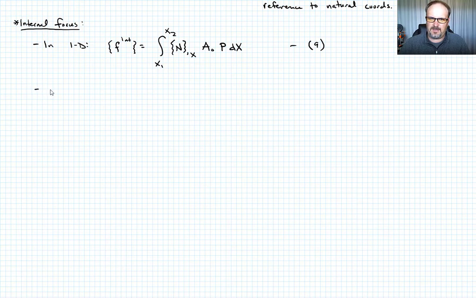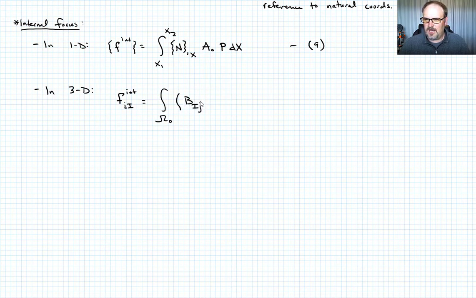And in 3D, we basically have a similar formulation. So in 3D, we're going to, again, not use the vector form. We're going to write it in this kind of hybrid form. So this will be F internal, little i, capital I. And now this is going to be equal to the integral over omega naught, as you would expect, of the quantity B_Iij superscript naught, transpose, times the quantity P_ji, d omega naught. Call that equation 10.